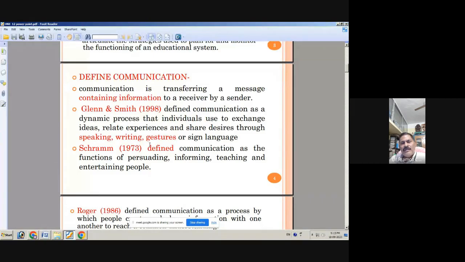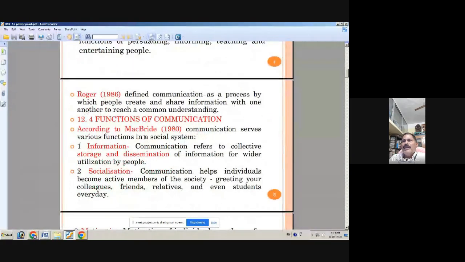So in teaching and learning, when we are teaching a particular subject, we will have to teach the content of the subject. We must transmit the knowledge and information adopting certain methods of teaching so that communication will be better. Discussing another meaning, according to Rogers, communication is a process by which people create and share information with one another, and they must have a common understanding.